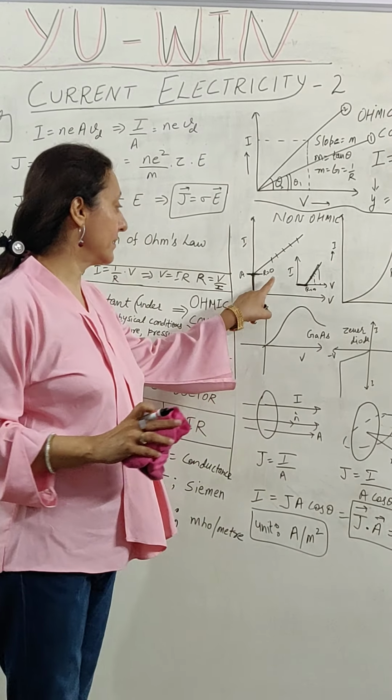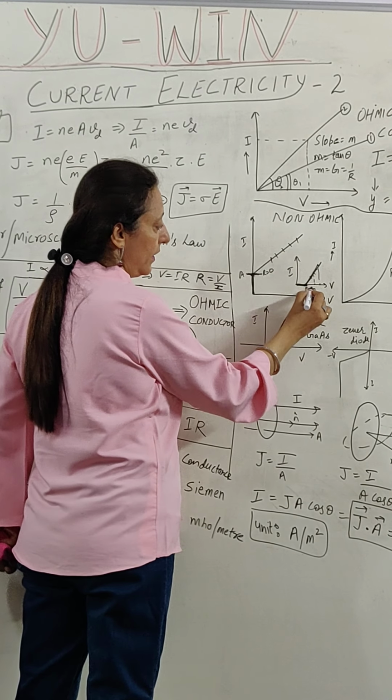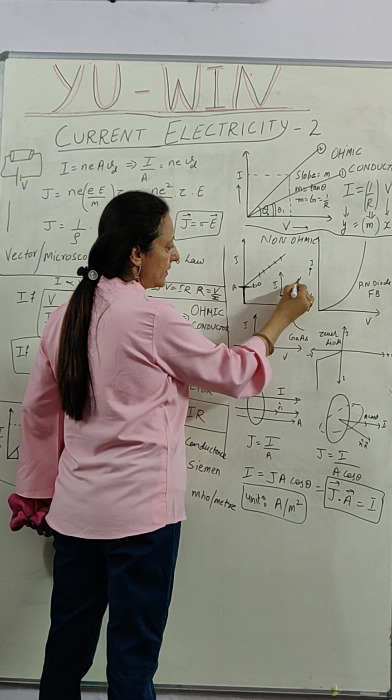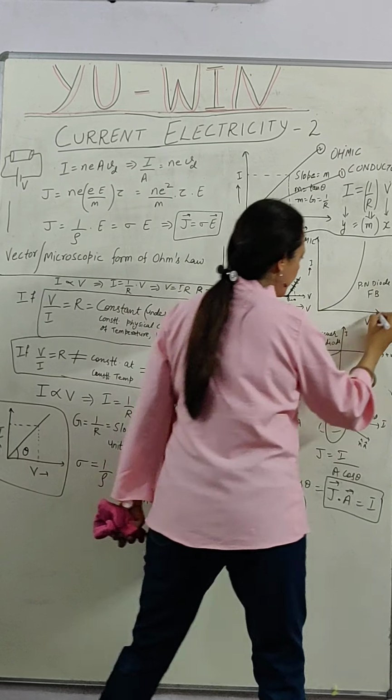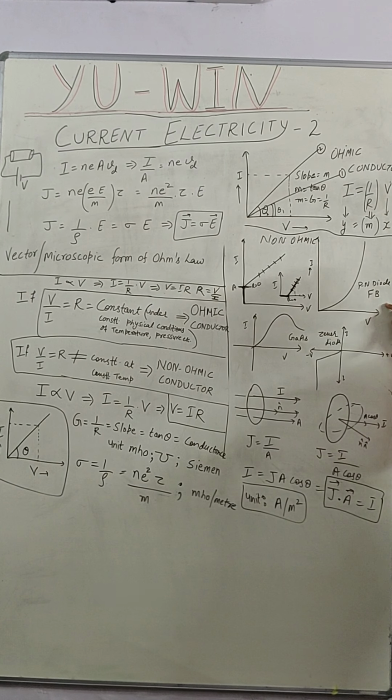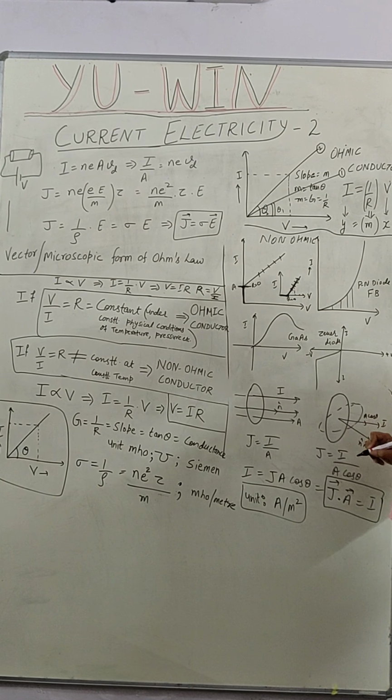Which means that the resistance at all the points is different. Resistance here is 0, resistance here is non-zero. Resistance here is infinite, resistance here is not infinite, it is finite. Fine. And you can see this variation. This is for the PN diode, forward bias PN diode. You can see that the resistance at all the points is not constant.